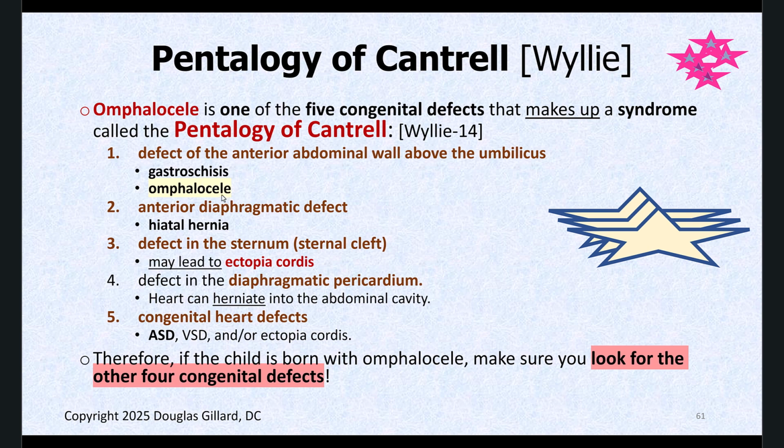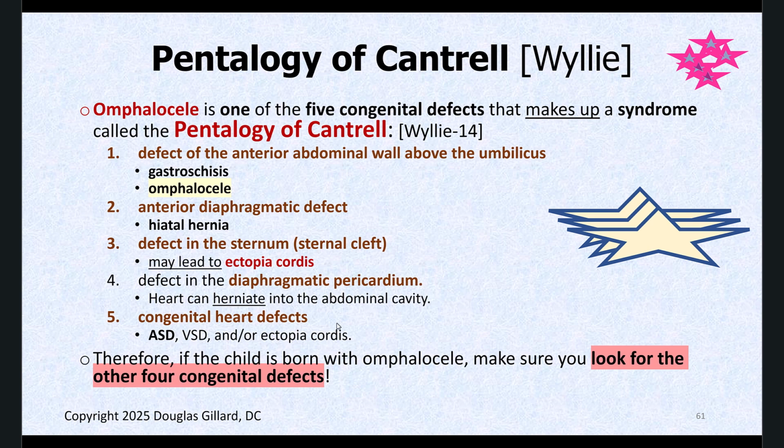Gastroschisis, omphalocele we talked about. We'll talk about gastroschisis next time. That's our thing right now. Then a defect in the sternum where the heart is actually exposed or even on the outside. It's called ectopia cordis. Diaphragmatic pericardium defect, where the heart herniates through the diaphragm into the abdominal cavity. And then these are really common: congenital heart defects, ASD, atrial septal defect, VSD, ventricular septal defect.